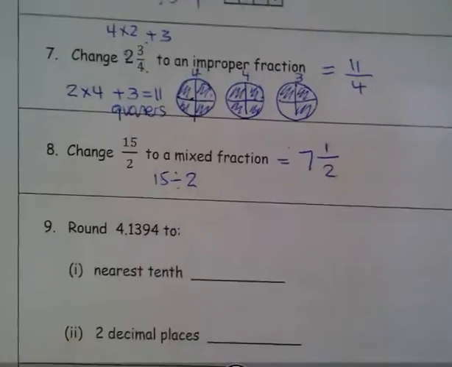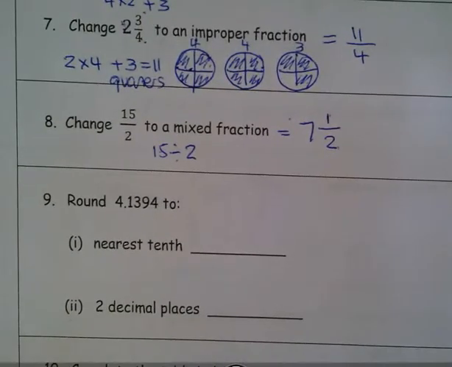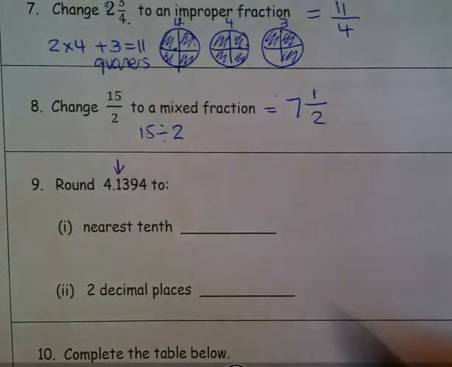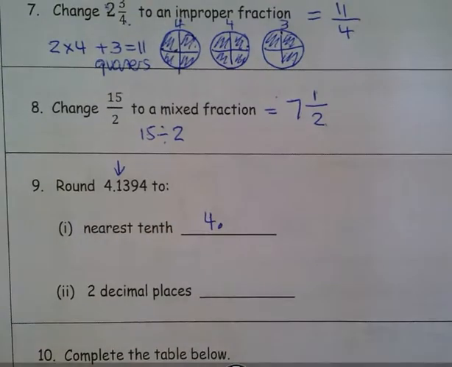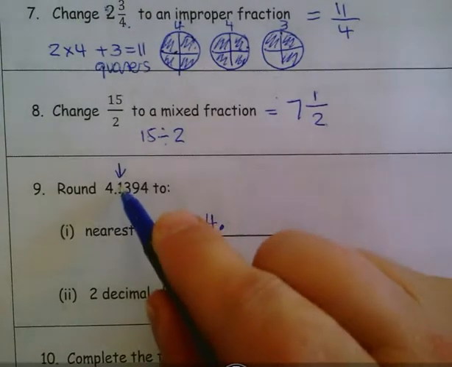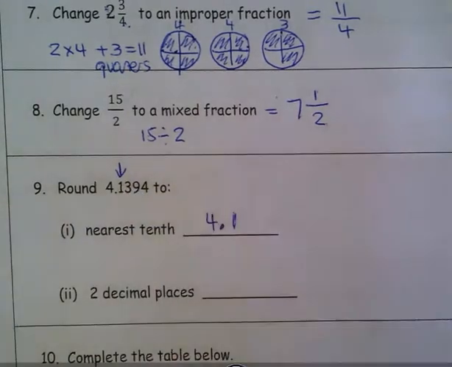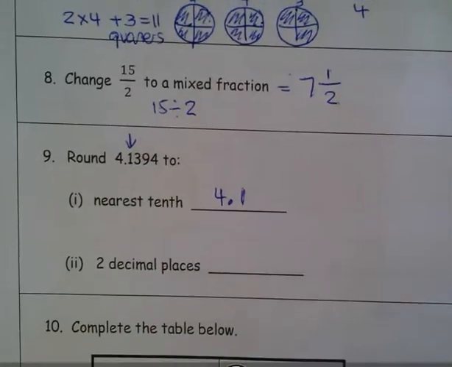Okay? Now, this one here, round 4.1394 to the nearest tenth. You need to identify the tenths column, and the tenths is the first digit after the decimal point. So I've got 4 point, and I'm allowed 1 more digit. Is it going to be a 1 or something else? It's going to be 1 because this 3 is less than 5.